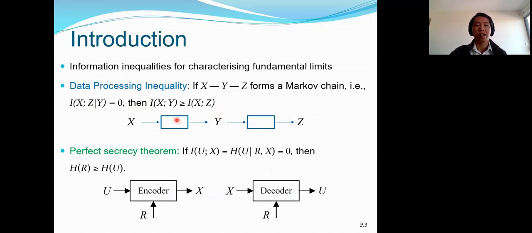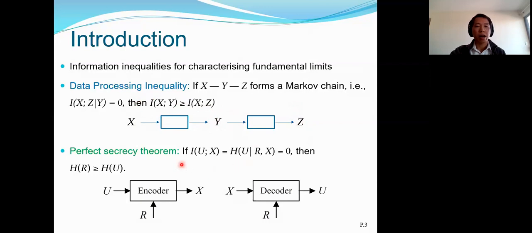The insight from this formula is that if we do some processing here, we cannot increase the correlation with X compared with the output Z here. So the correlation is smaller compared with when you use Y correlated with X.